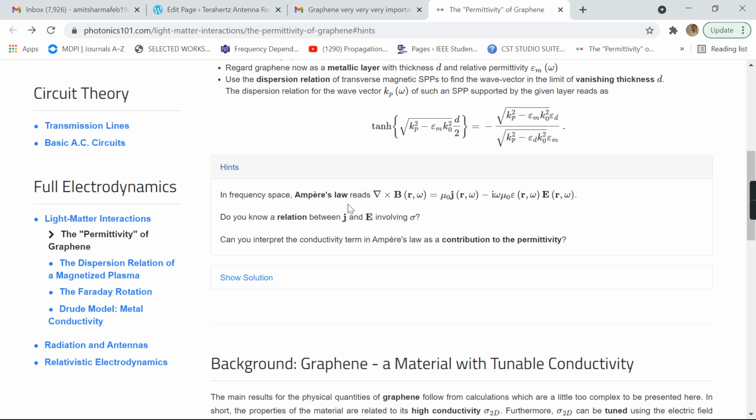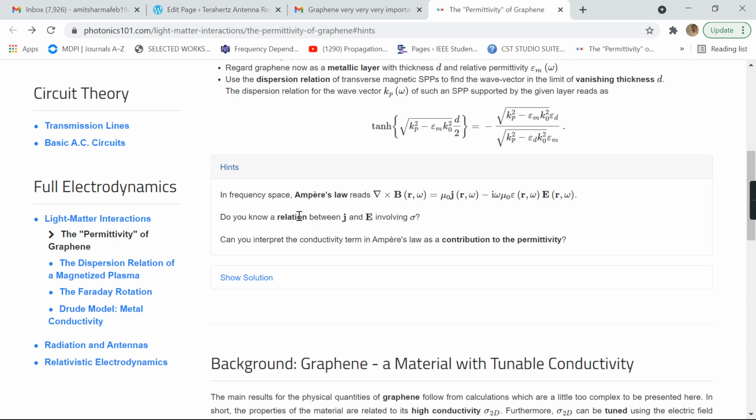We know that Ampere's law, or Maxwell's equation, is del cross H equals J plus del D by del t. So here they are changing H to B upon mu, since B equals mu into H. So we are getting here on the left hand side del cross B, and the mu in the denominator goes to the numerator on the other side, and the del D by del t term on the right hand side is converted to minus i omega, and D is converted to epsilon E in the frequency space. Hence r comma omega is there.